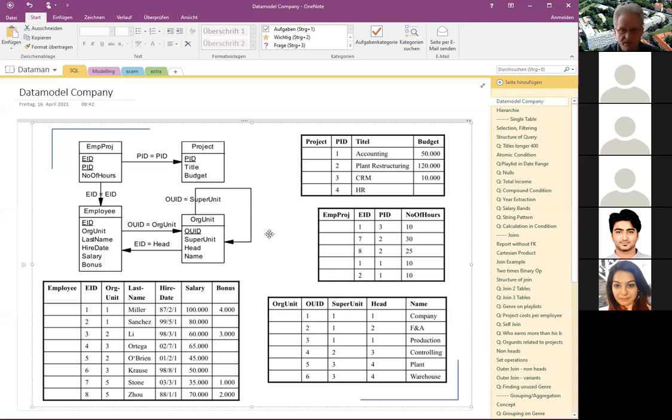Does it answer your question? Yeah. So like the foreign key of employee project, like EID, will be the primary key of this employee table. That's it. Okay. Thank you. Yeah. Any further questions with respect to the data model?